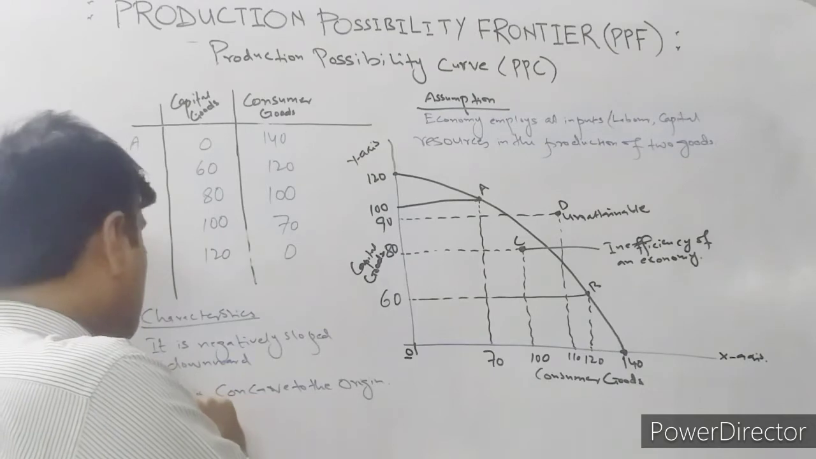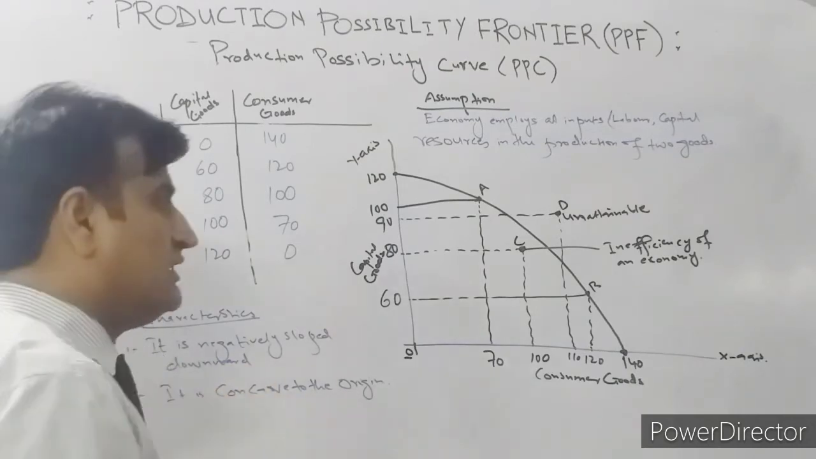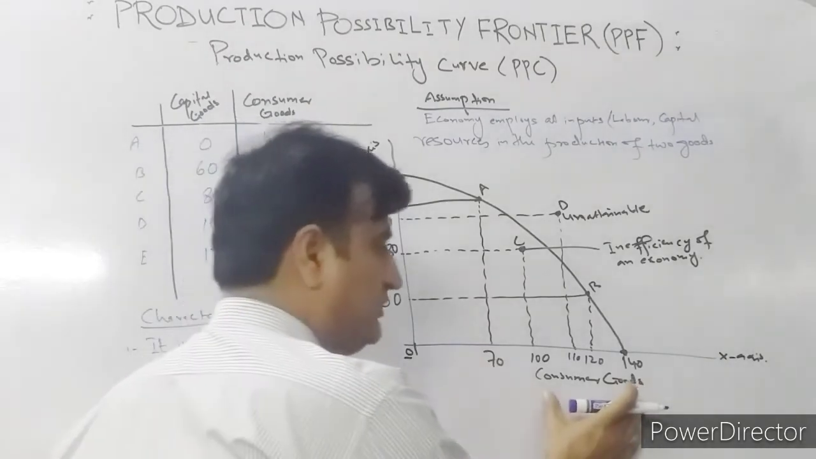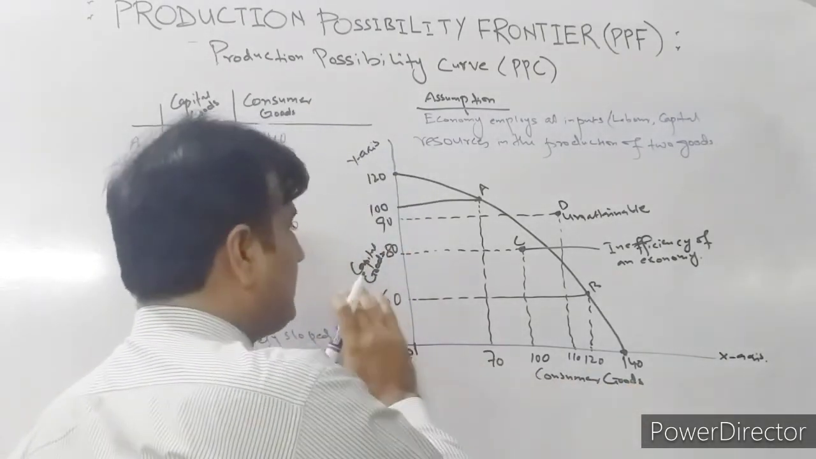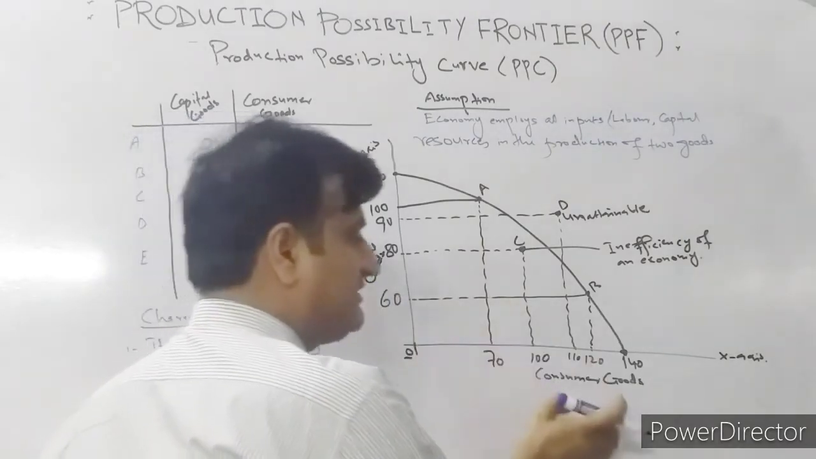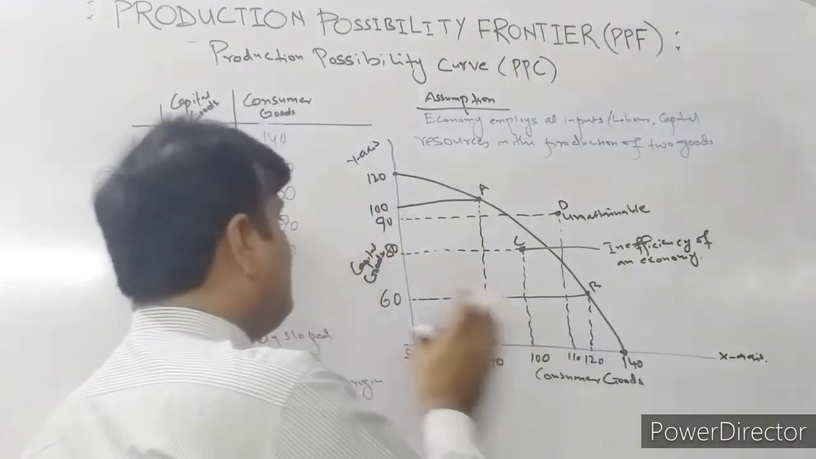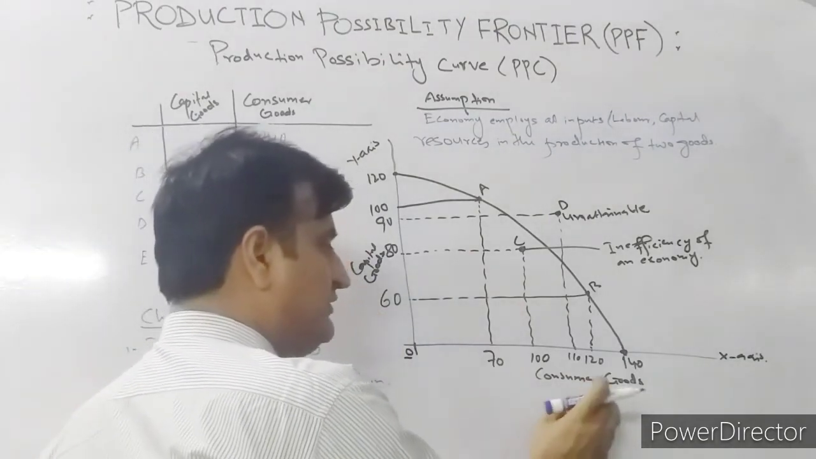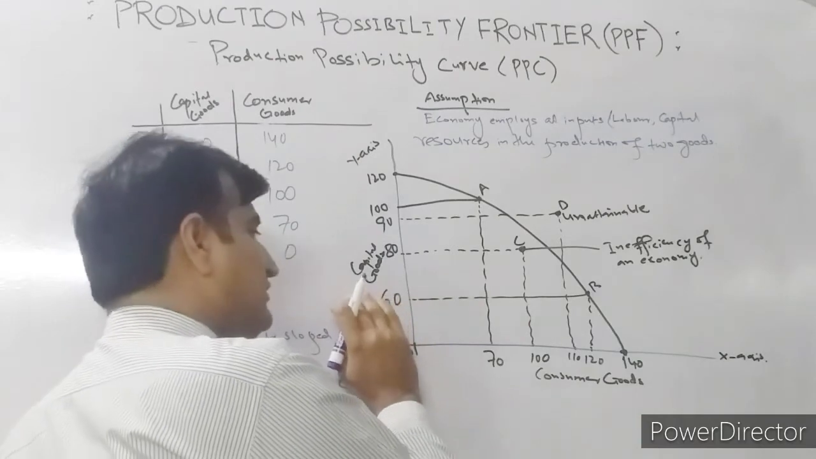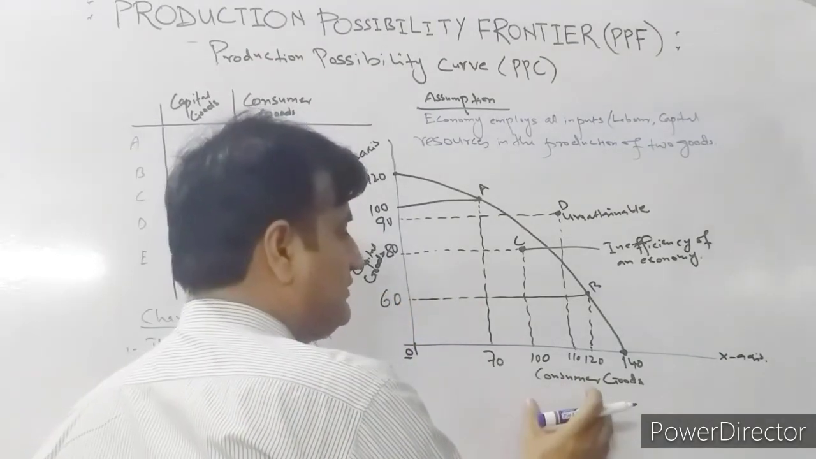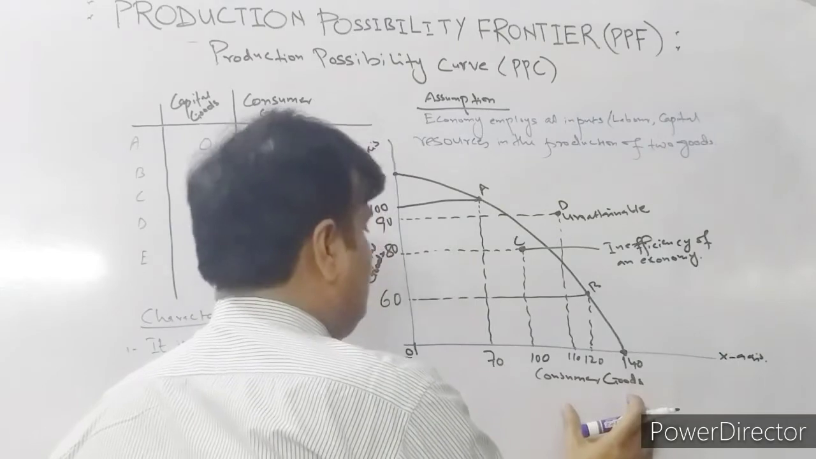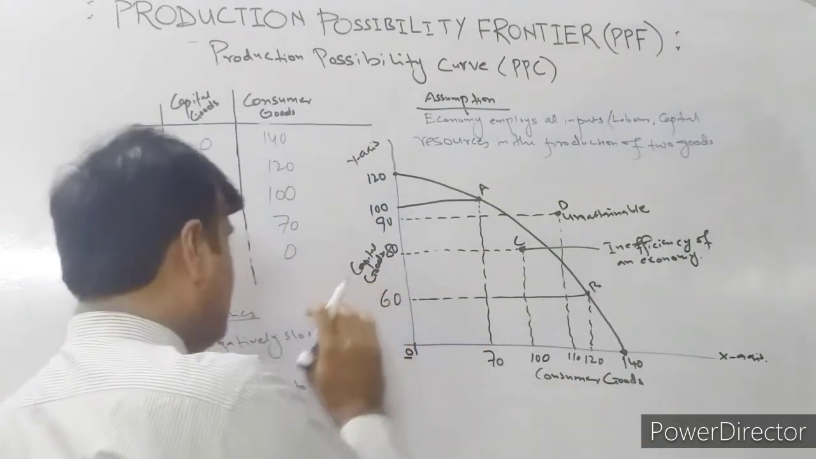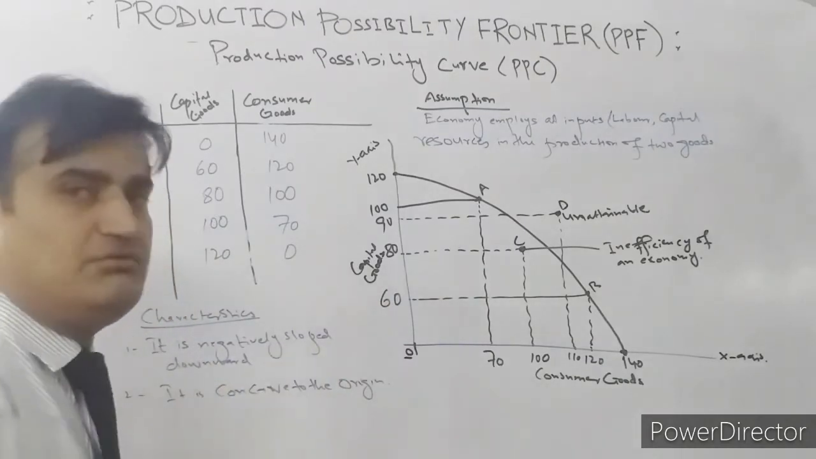Number one characteristic of PPF is that it is negatively sloped downward, because in order to increase the production of consumer goods, we would have to shift the resources towards the consumer goods. If we want to increase the production of capital goods, we would have to switch the resources used in consumer goods towards the capital goods, because some of the resources are efficient in production of consumer goods and some of the resources are efficient in production of capital goods. That's why it is negatively sloped downward.